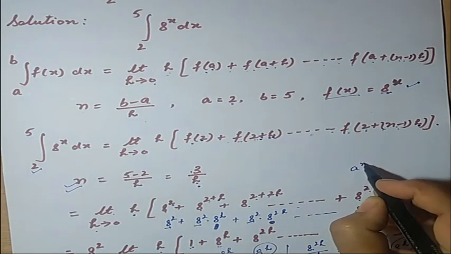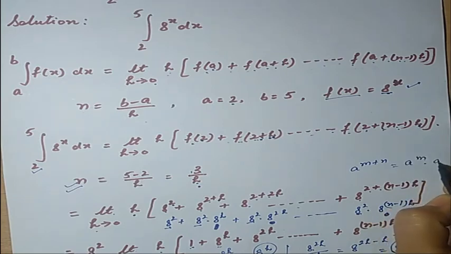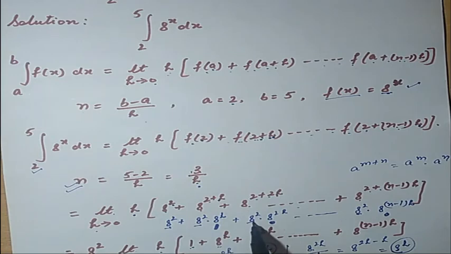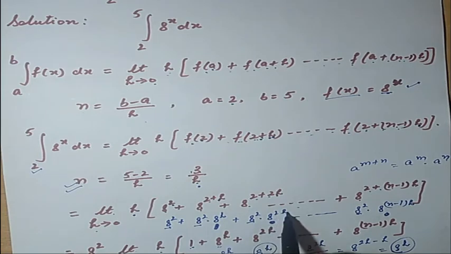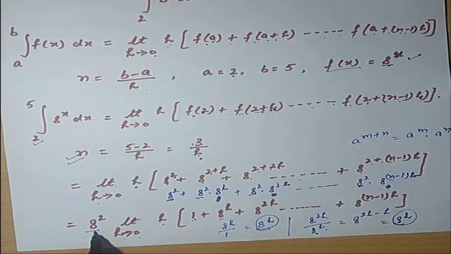A raised to power m plus n is equal to a raised to power m into a raised to power n. This property we had applied here: 8 raised to power 2 into 8 raised to power 2h. Now we can see that we can take 8 raised to power 2 common from all the terms. It is the common part.